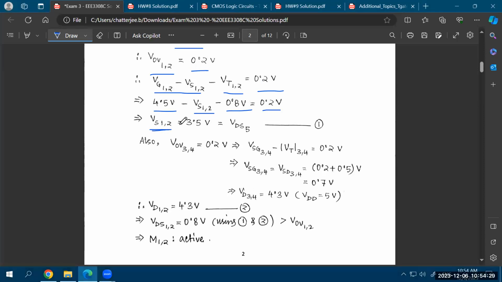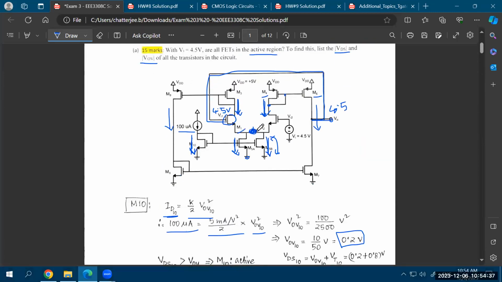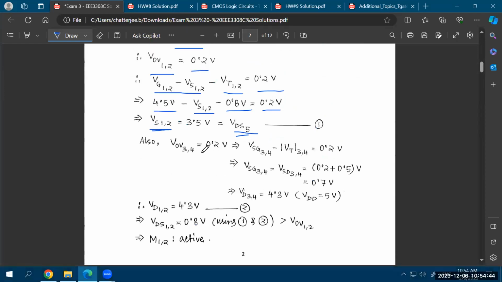So you can find out what is your VS. That's the source voltage of transistors 1 and 2. That would be the drain voltage of transistor 5, because the source of transistor M1 or M2 is the same as the drain voltage of transistor M5A or M5B. So that becomes the VDS5.